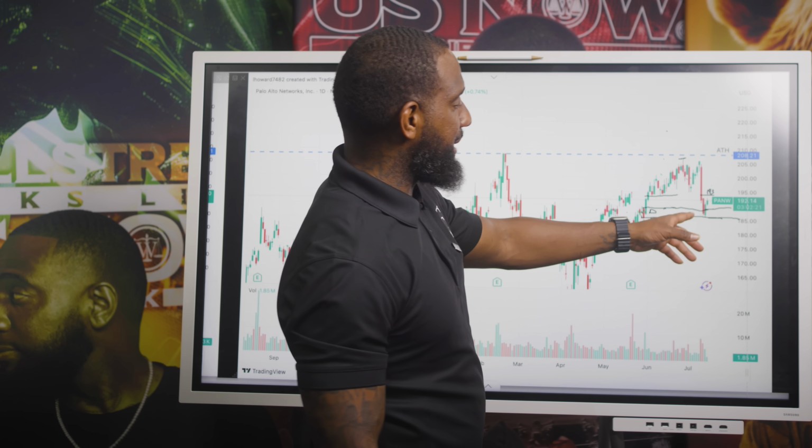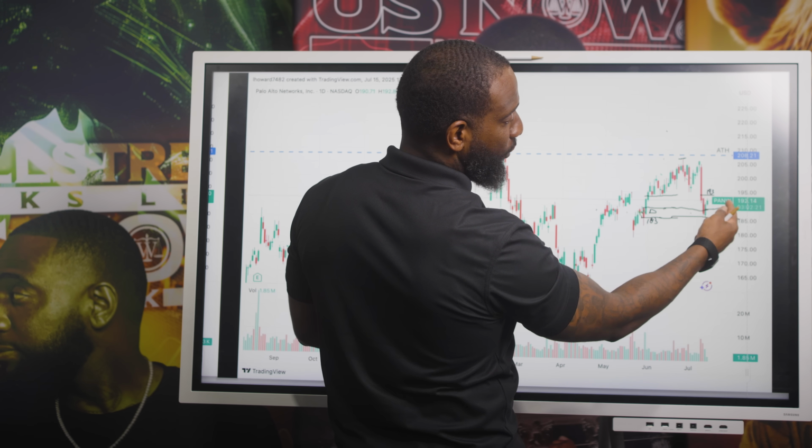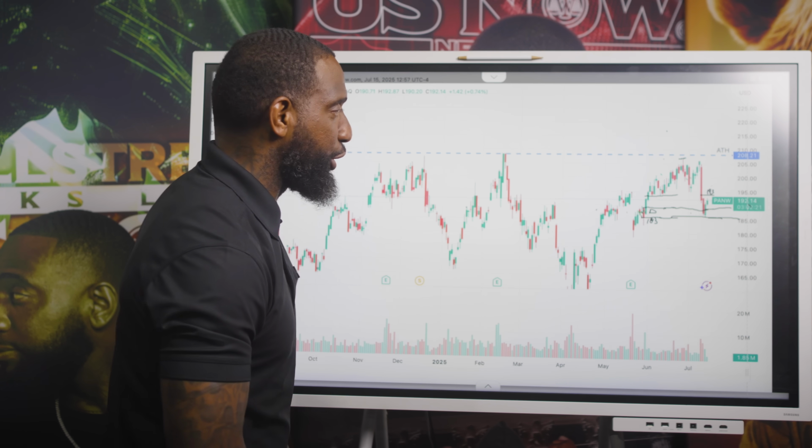It done hit my demand zone. I want to see confirmation. Not only do I want it to hit the demand zone, but once it gets in the demand zone, the next thing I want to do is confirm that it's going in the uptrend. So it bounces from this and gets to 192. So what do I want it to do?